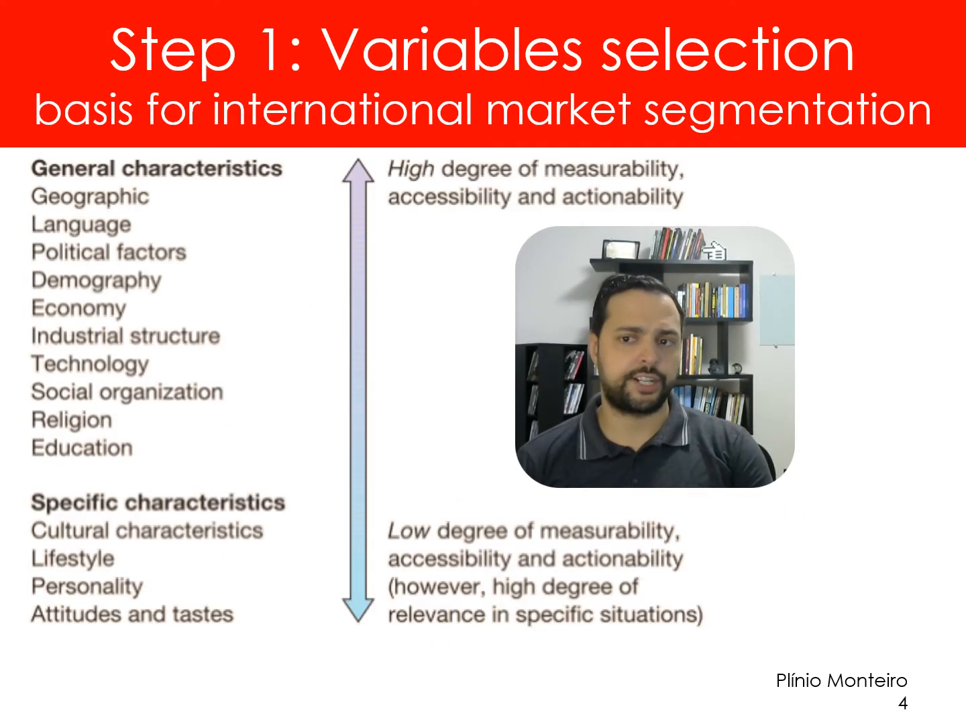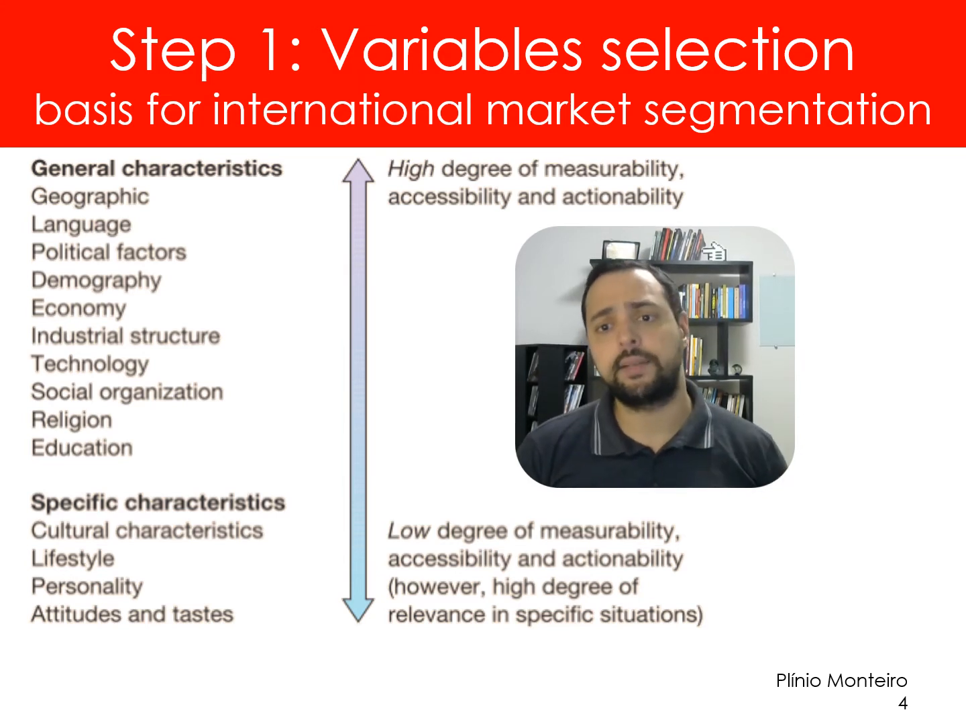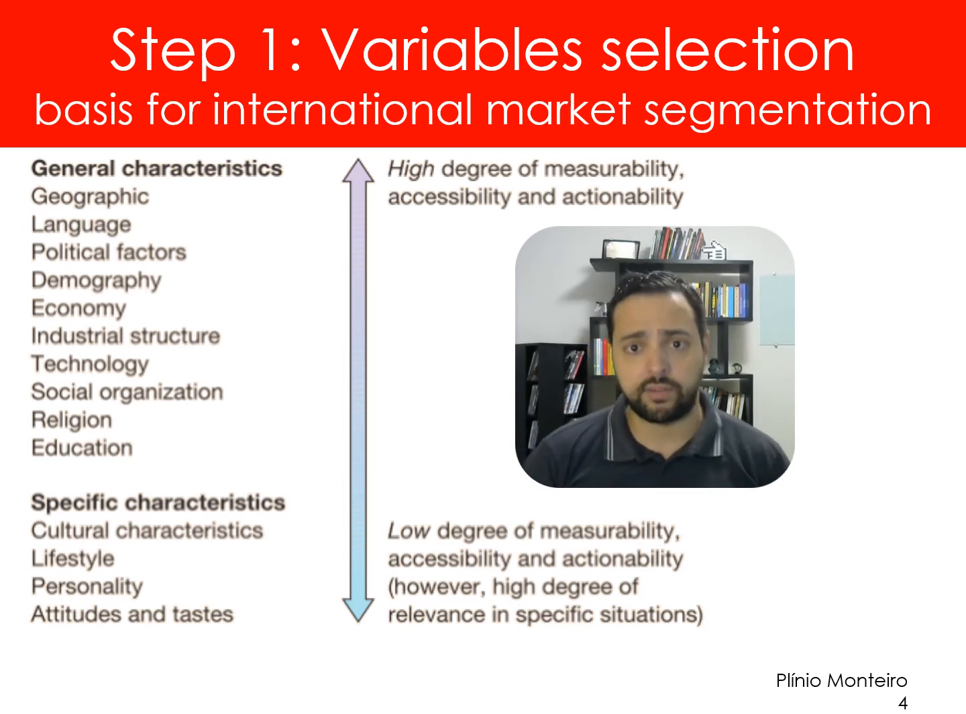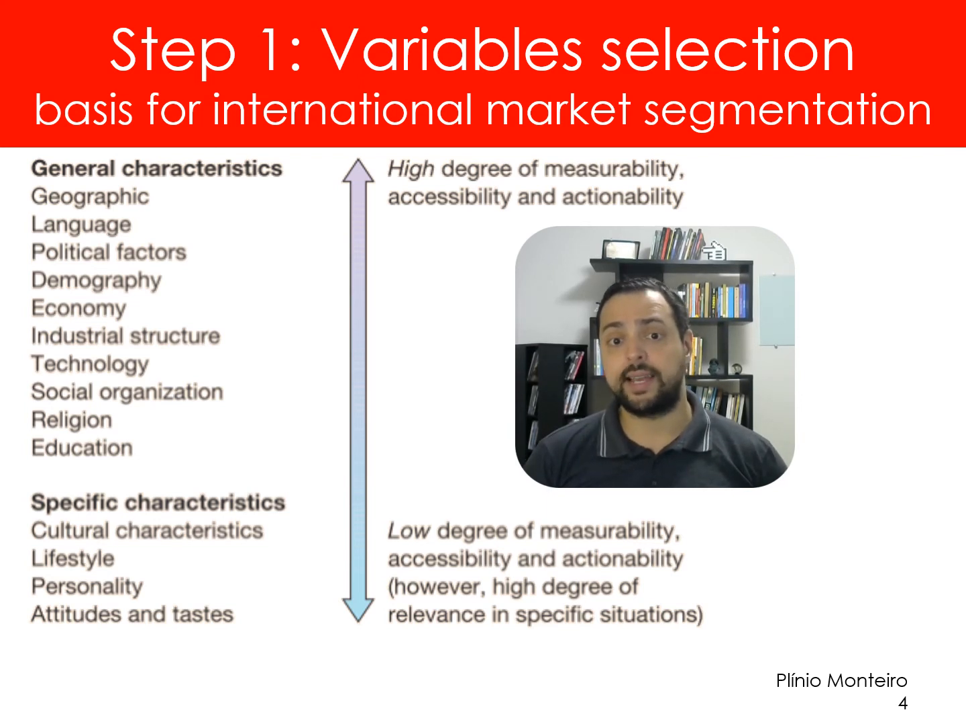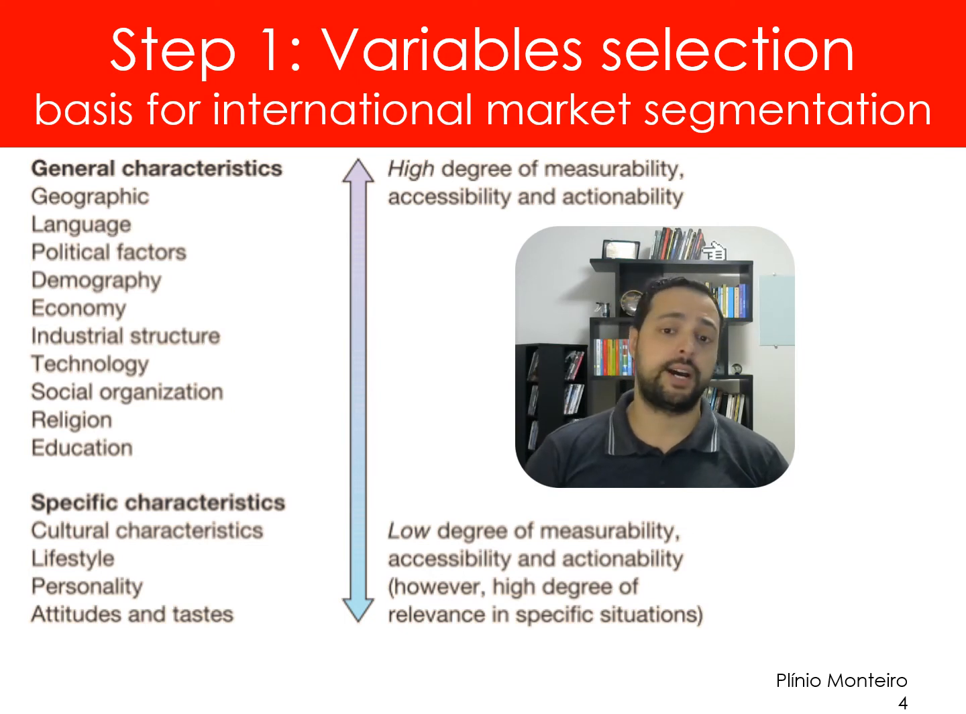Looking for the first step, the variable selection. Basically here you need to select some variables to create the categories of countries. And in general, we can say that you can segment countries based on some general characteristics that are very easy to measure, that are usually very easy to achieve, and you can use those variables for creating the segments.